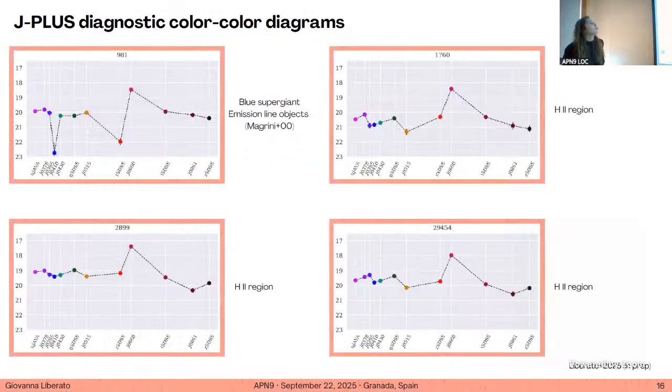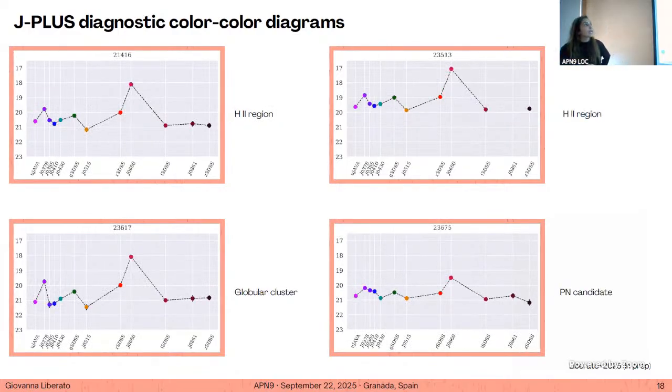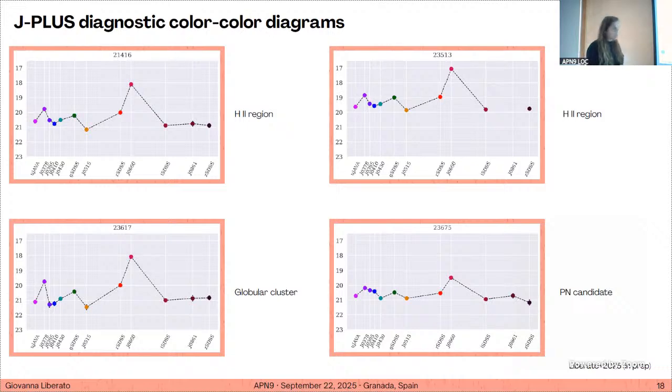Okay, moving on to the 16 extracted sources that we thought it was worth investigating as well. Most of them turned out to be H2 regions. Most of them are classified as H2 region. One of them was in Magrini's list of emission line objects. We also found some globular clusters, and for one of them, we didn't find any information, so it still could be a planetary nebula candidate.